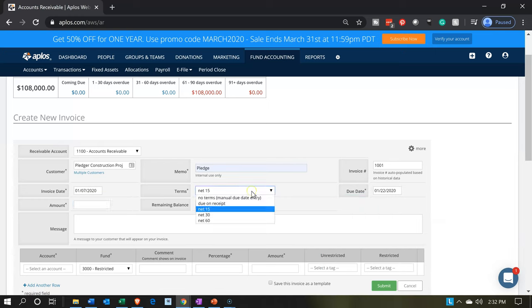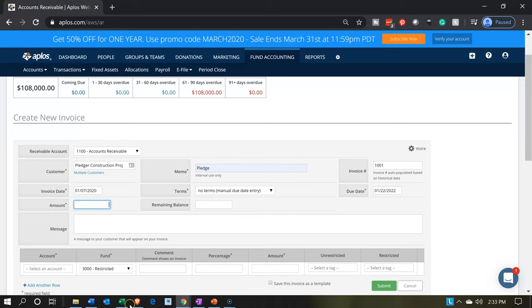Now, actually, it's not net 15. This one is that really kind of strange one. I'll say no terms here. And we actually don't expect it to be paid till sometime out past that. So let's just make this another year, 22. We get something like that. We don't expect to get paid for a while on it, or we don't expect to be able to use it, one or the other.